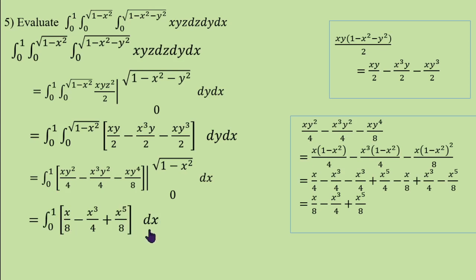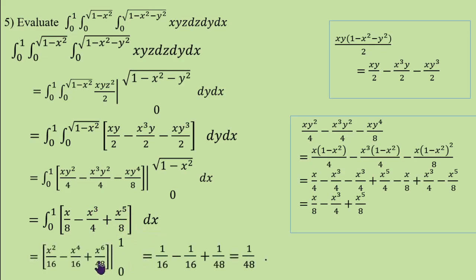Integral of x with respect to x is x square by 2. Therefore, it is x square by 16 minus x power 4 by 4 into 4, 16, plus x power 6 by 6 into 8, 48. x square by 16 minus x power 4 by 16 plus x power 6 by 48. Limit is from 0 to 1.